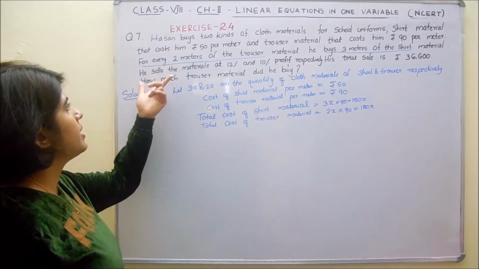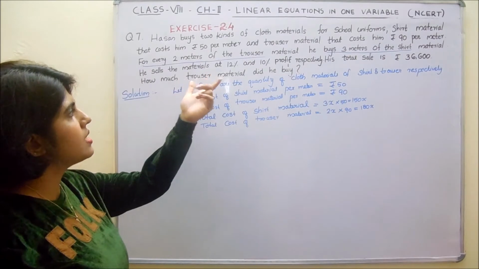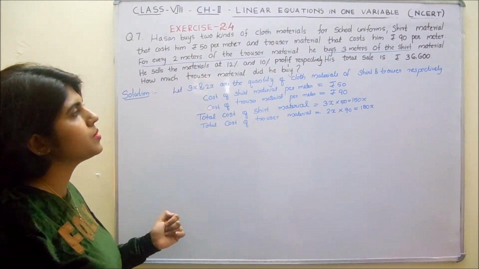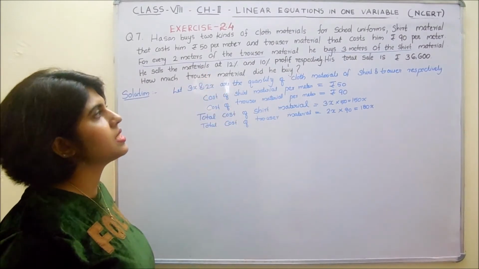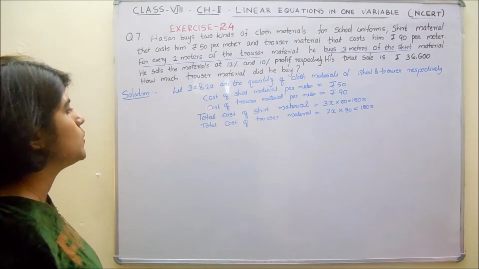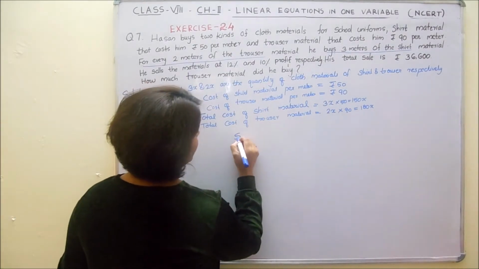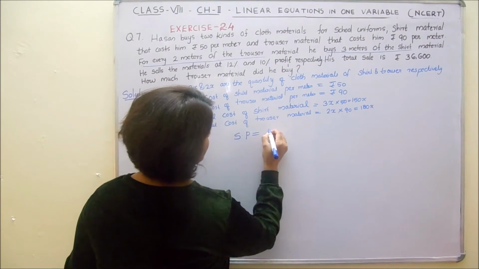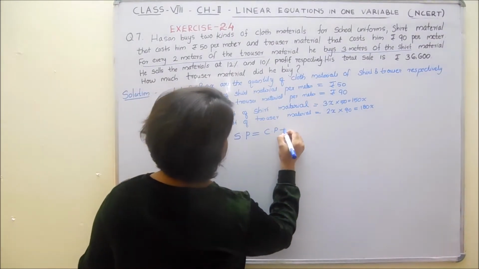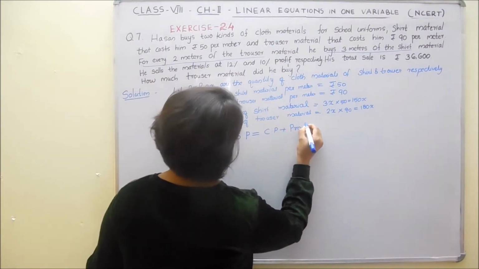Now here it is given that he sells the materials at 12% and 10% profit respectively. We know that selling price equal to cost price plus profit.